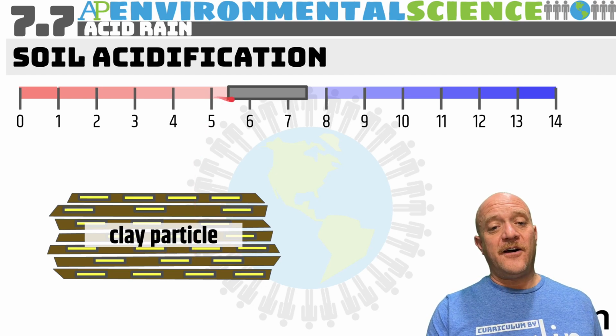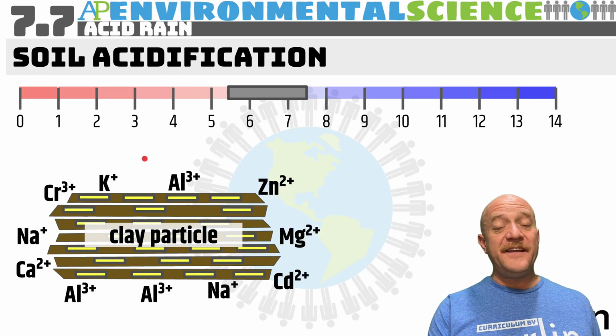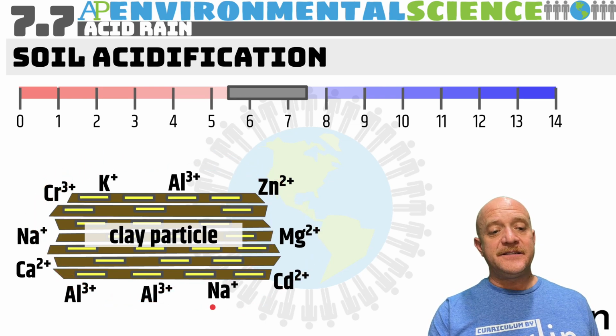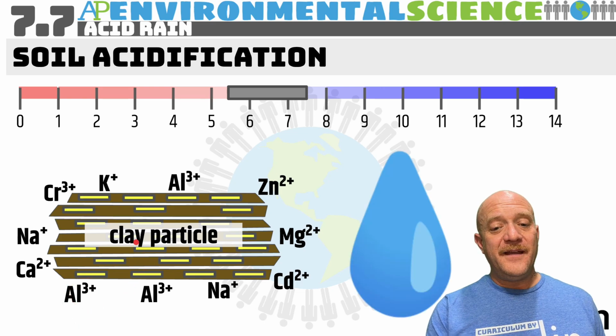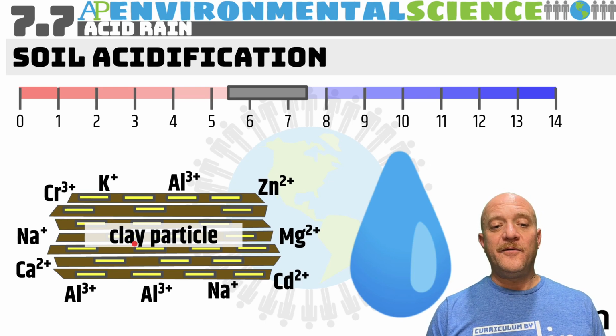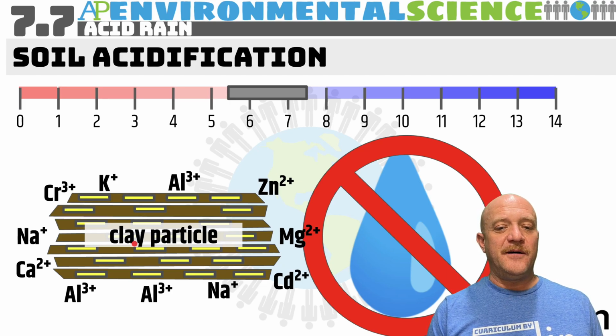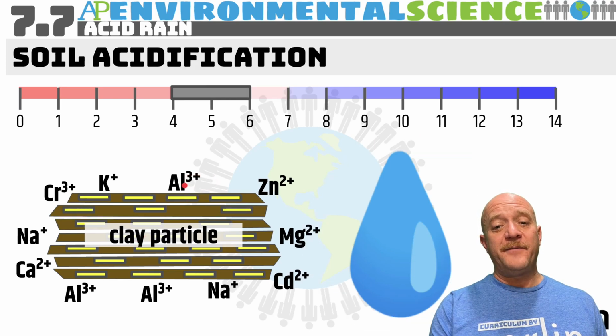Now, normal soils are between 5.5 and 7.5 pH. And these clay particles within a normal soil will attract all of these wonderfully positively charged ions. Some of these ions are beneficial, like potassium, like sodium, like calcium. Some of these ions are not beneficial, like chromium, like aluminum. The water, when it rains, the water is polar, recall that. So it's very difficult for the water to pull these ions away from the clay particles.